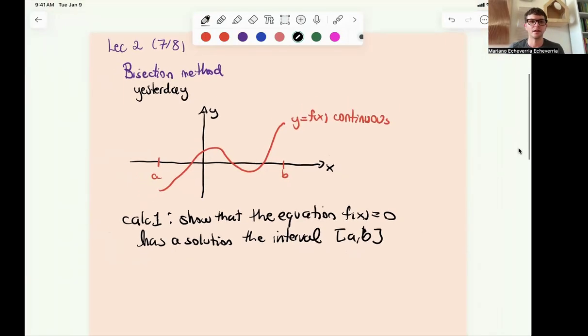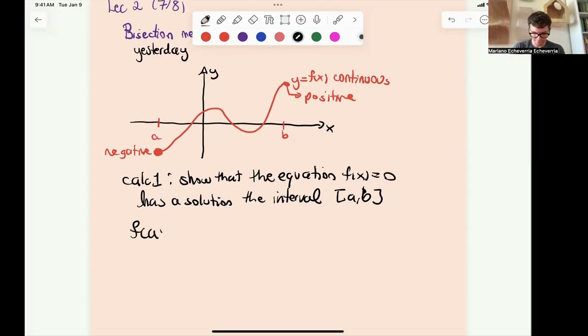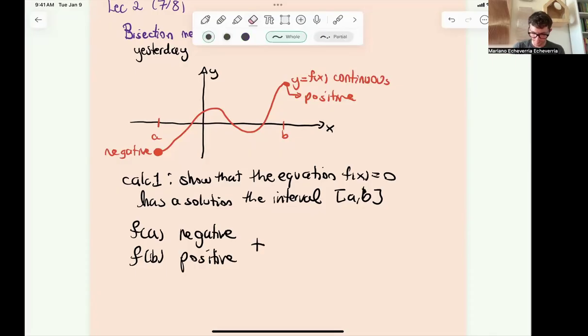In practice, you would check, for example, at the endpoints, or try to find two points where the function takes values of different signs. For example, here at A the function is negative, and at B it is positive. So you would say: f of A is negative, f of B is positive, and because the function is continuous, plus the IVT, right?